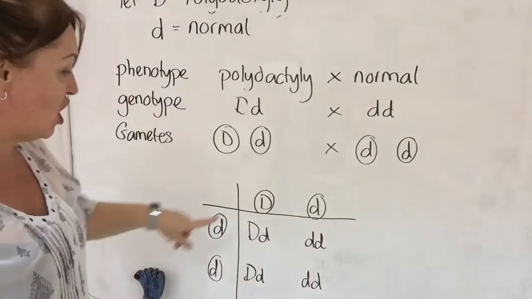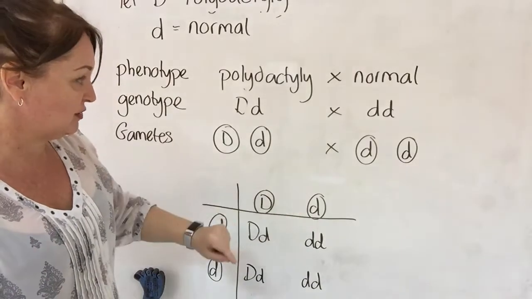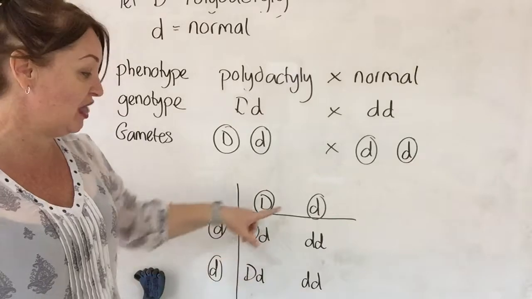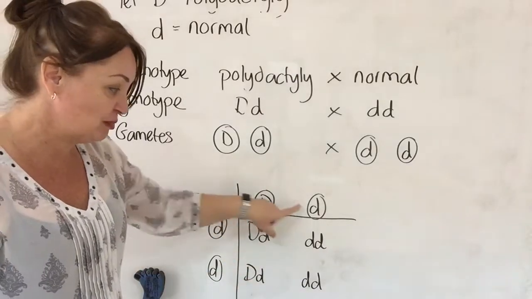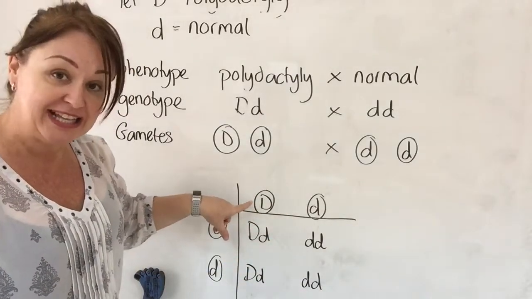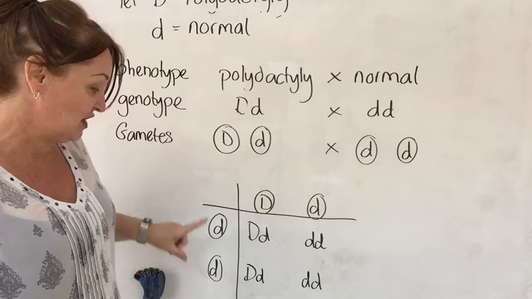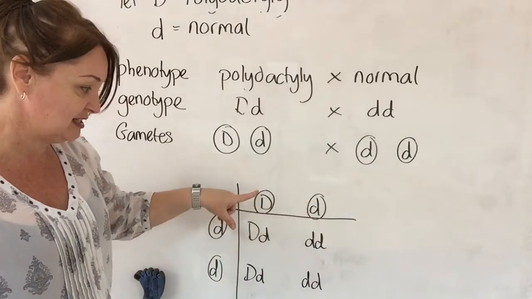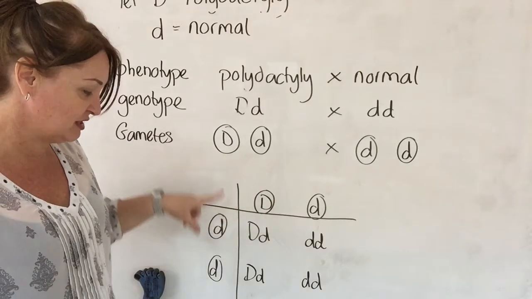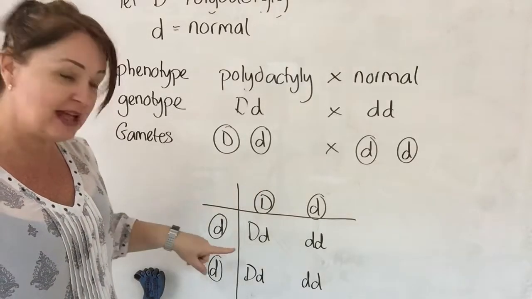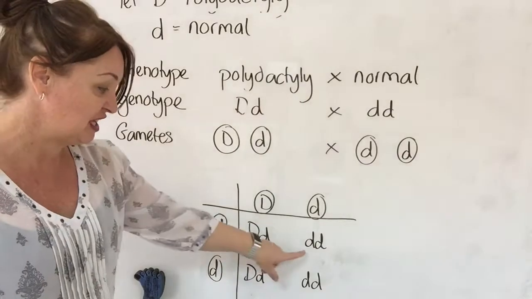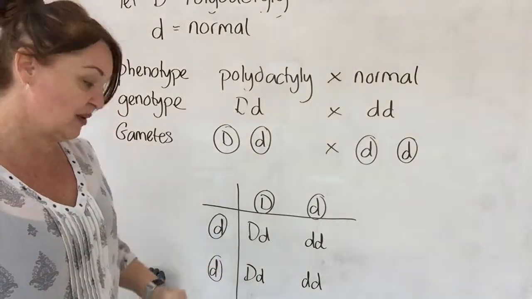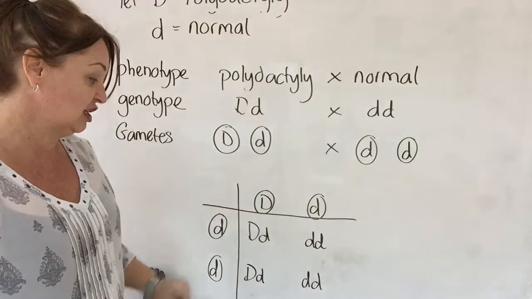So here we have our cross, big D, little d, so that is our polydactyly person. You would know that you had married somebody with this allele because it would be expressed, because it's the dominant allele, and then you've got your normal person here. So we've got a heterozygous versus a homozygous recessive cross, and that's going to give us a 50-50 chance that our children would also inherit the polydactyl allele.